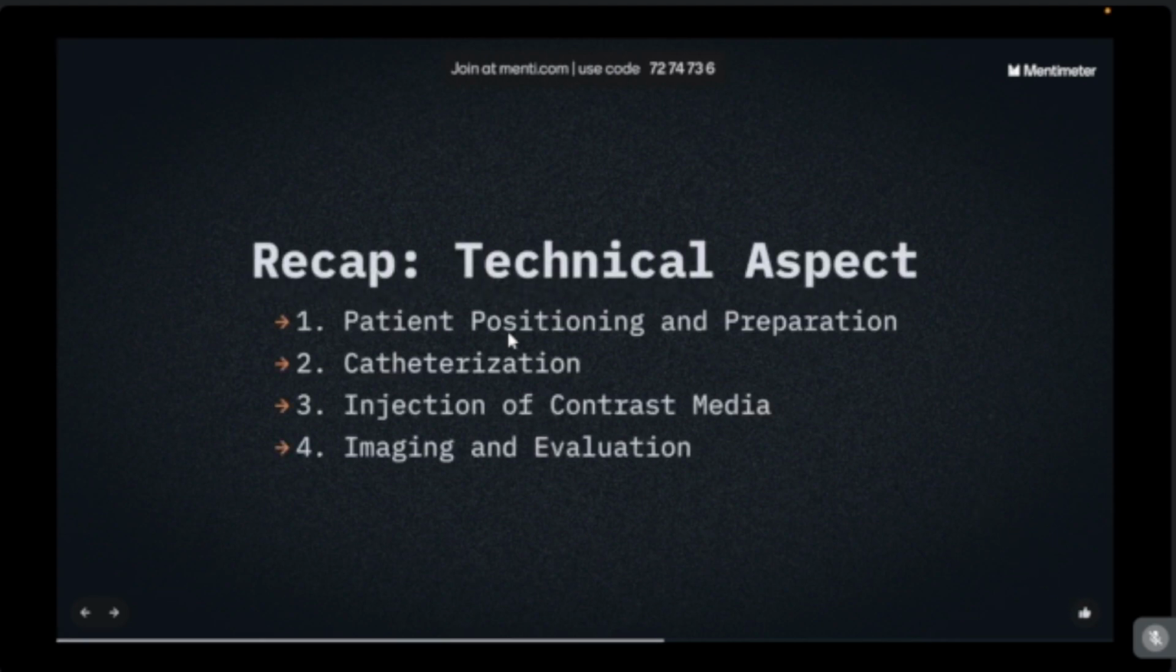This is a recap for the four steps that I told you about. So first, patient positioning and preparation. We talked about the lithotomy position and then the catheterization. And after that, the injection of contrast media. And at the end, we have the imaging and evaluation.